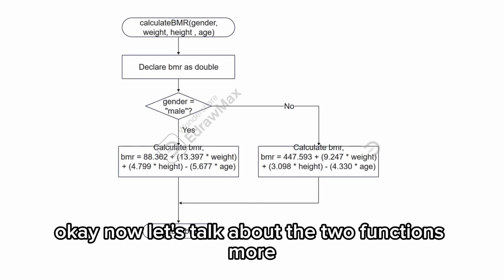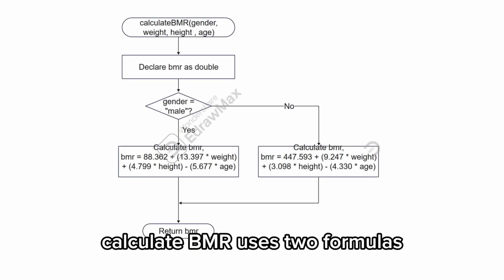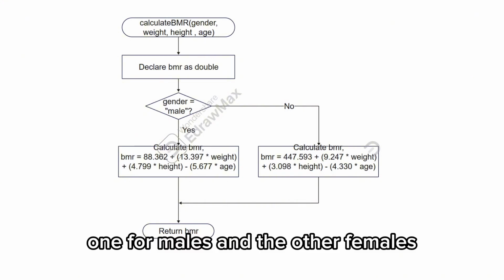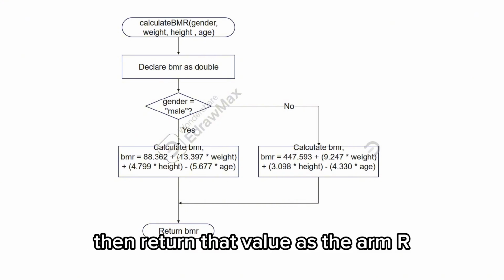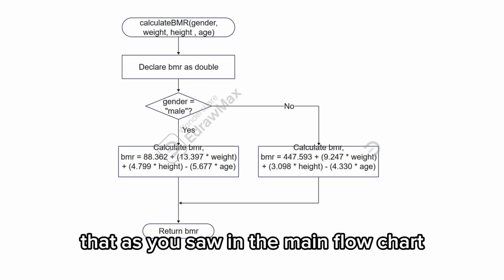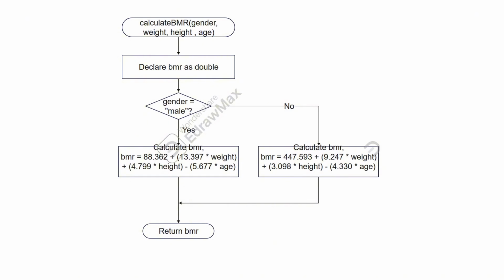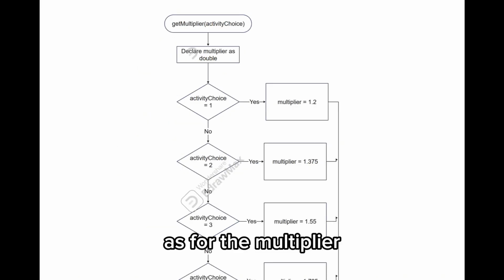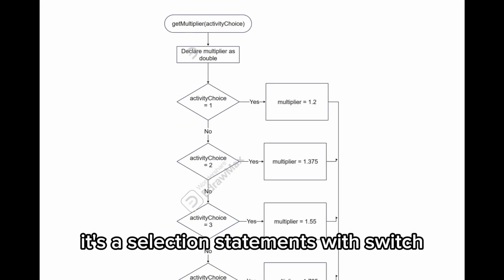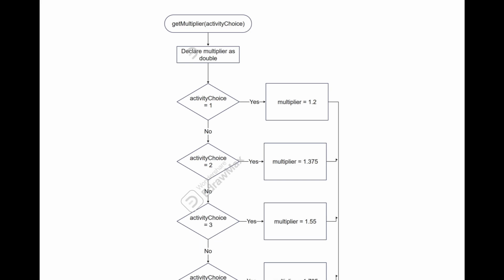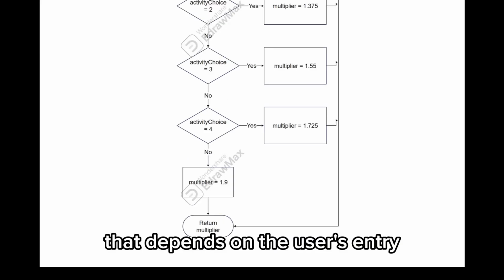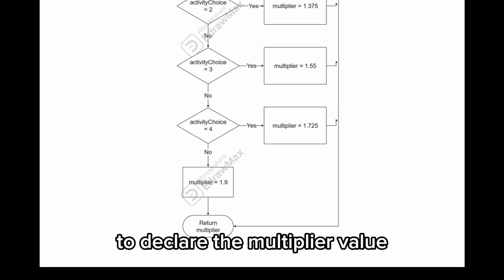Okay, now let's talk about the two functions more. Calculate BMR uses two formulas, one for males and the other for females, then returns that value as BMR that, as you saw in the main flowchart, was used to calculate the calories. As for the multiplier, it's a selection statement with a switch that depends on the user's entry to declare the multiplier value.